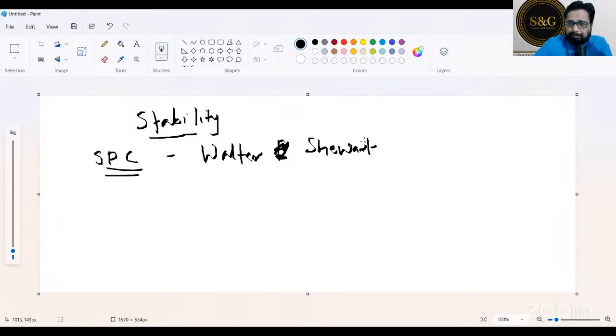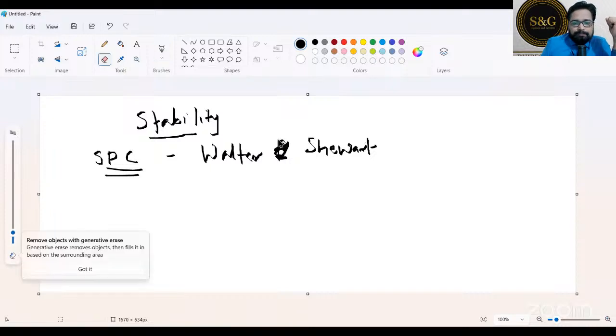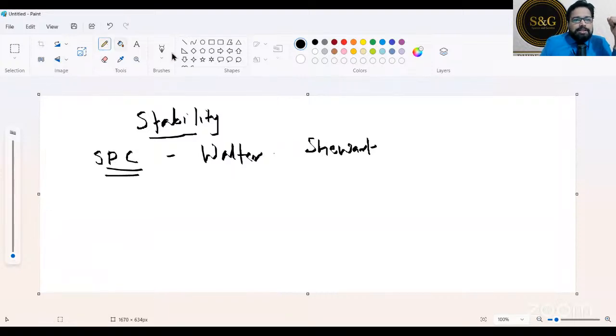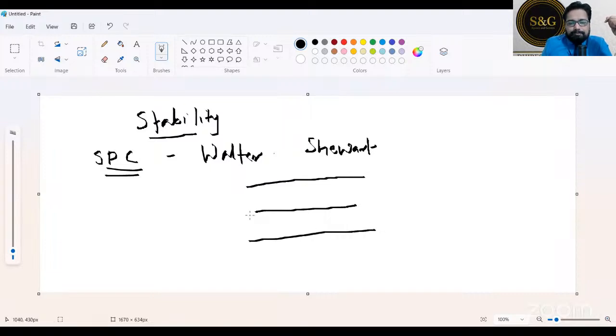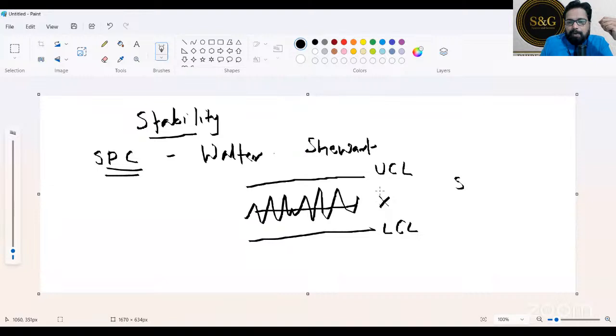So stability and process capability are all part of SPC, statistical process control. And the father of SPC is Walter Shewhart. He is the one who basically started SPC. Almost 100 years ago, he started this fundamental that if any process flows within +3 and -3 standard deviation, this center line being X bar, the average, this process is said to be a stable process. Okay?